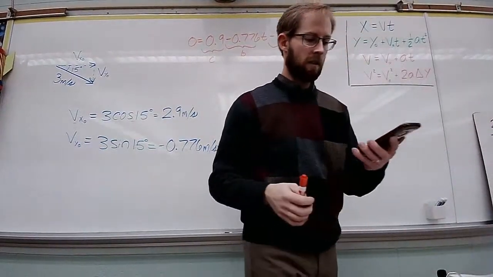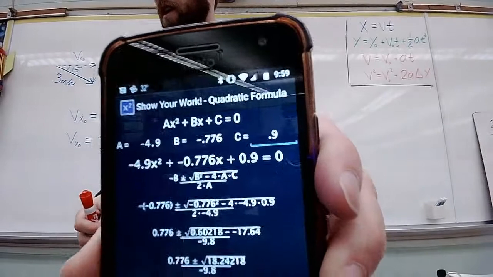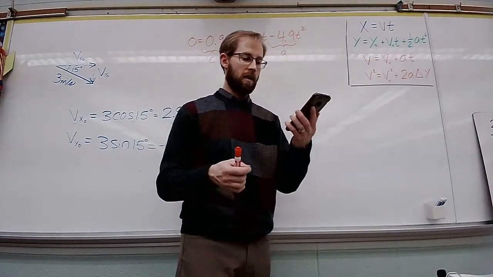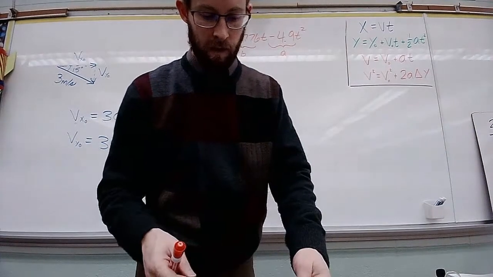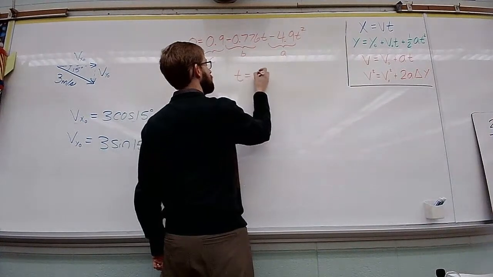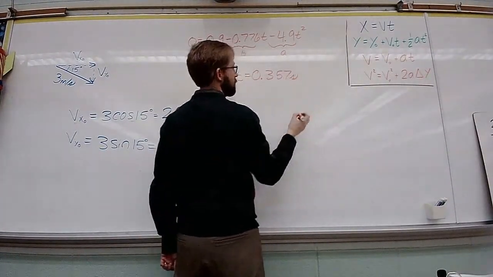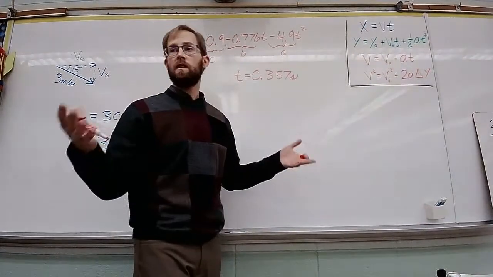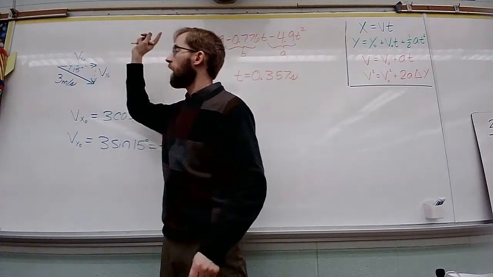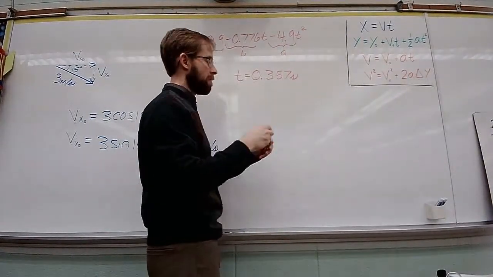So when I do this on my little quadratic app, I get my two answers. The positive answer is 0.357. So I know that's going to be the answer because it's positive. As we would expect, the negative number is greater because that number would be if we launched up at a 15-degree angle. So 0.357 is our time.